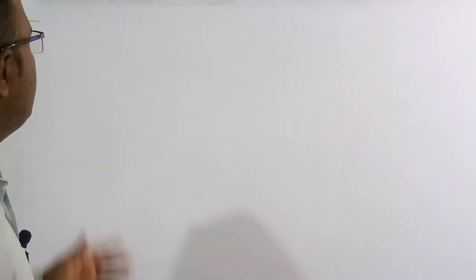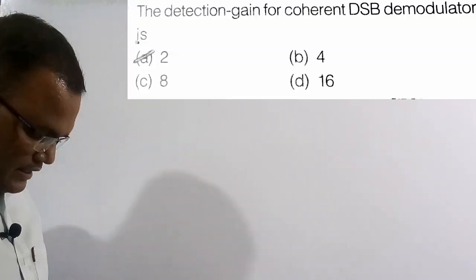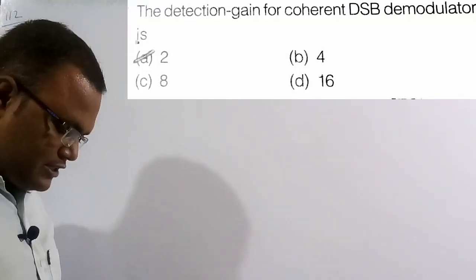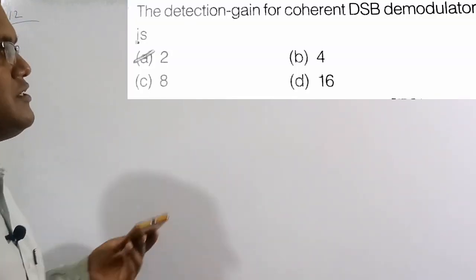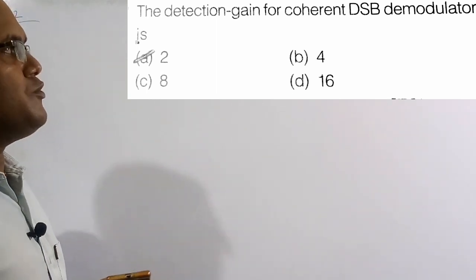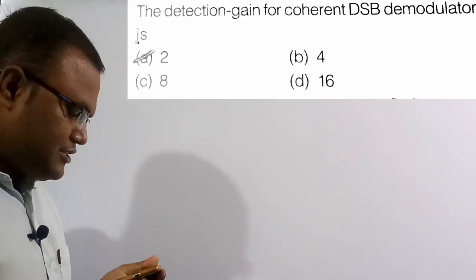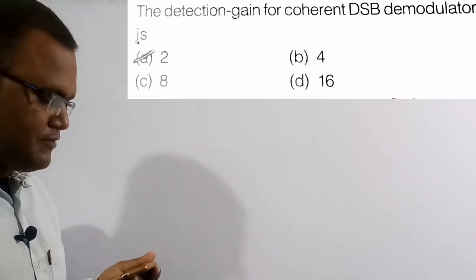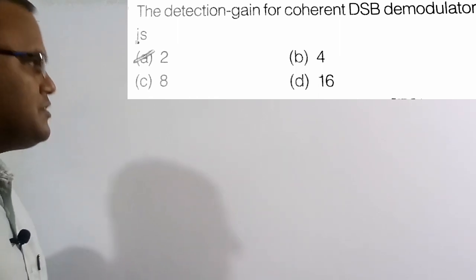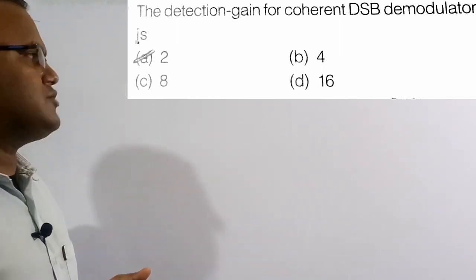Now we are going to solve the 112 question. See the question here: the detection gain for the coherent DSB demodulator, for the previous circuit itself. We need to find the detection gain for the coherent DSB demodulator. What are the four options? Option A, 2, is the correct solution of this question. So let's solve this question.